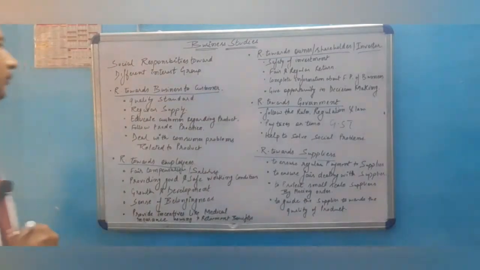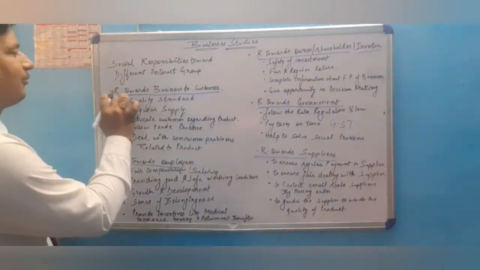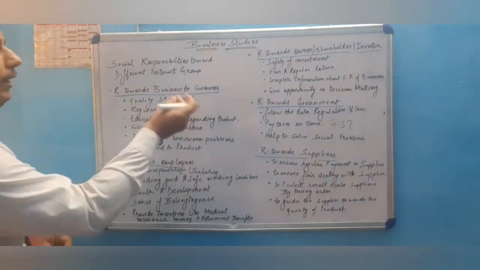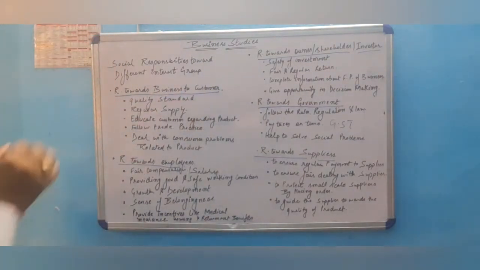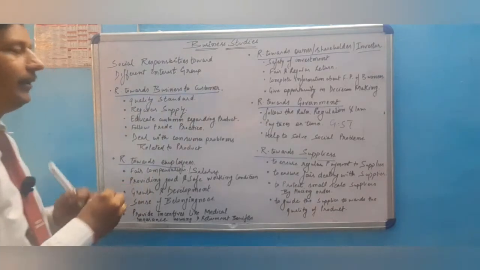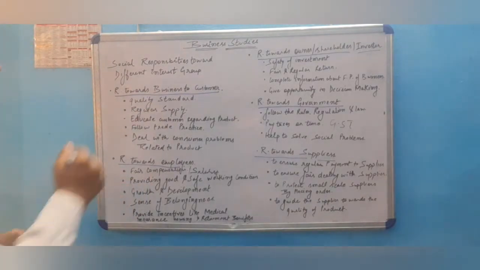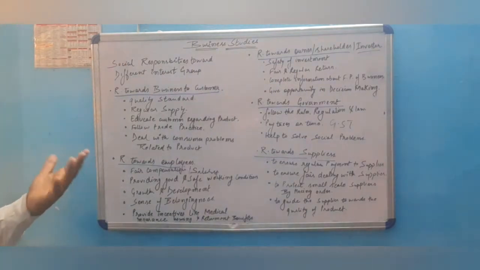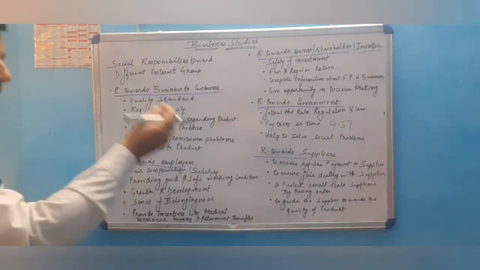Now the first point is responsibilities towards customers. There should be a quality standard. Next one is regular supply, the regular supply of goods and services. Educate customers regarding the products. They should educate the customer regarding the product they are launching in the market.